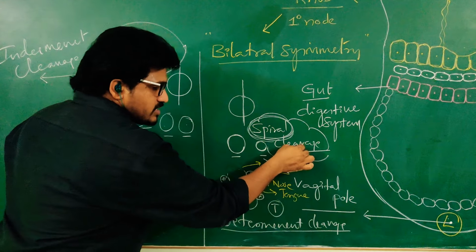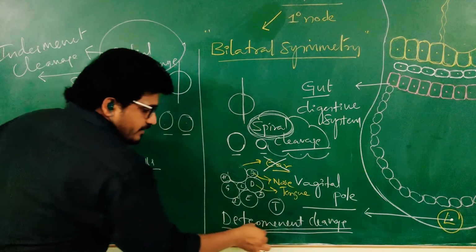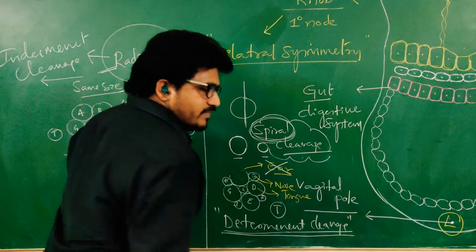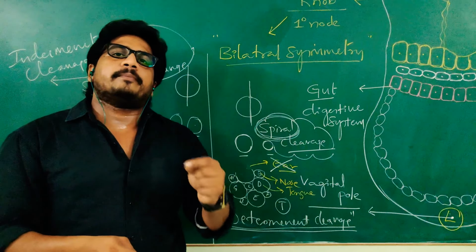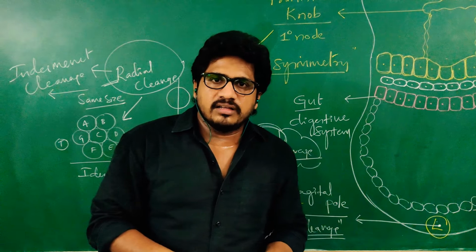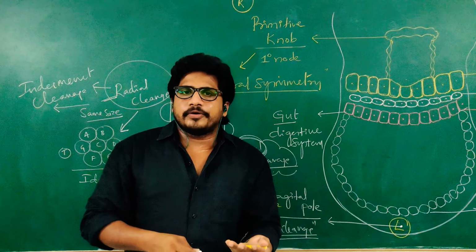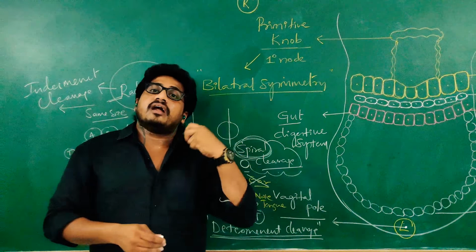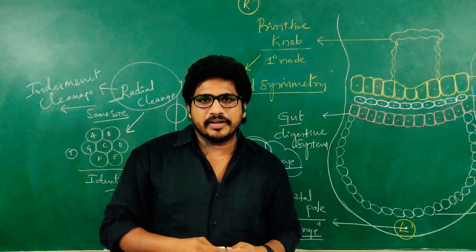In spiral cleavage, it is determinate cleavage. The spiral cleavage is called determinate cleavage, because every part is decided by one particular cell. If that cell comes, a particular part will be formed. If that cell doesn't produce, a particular part cannot come in the animal body.